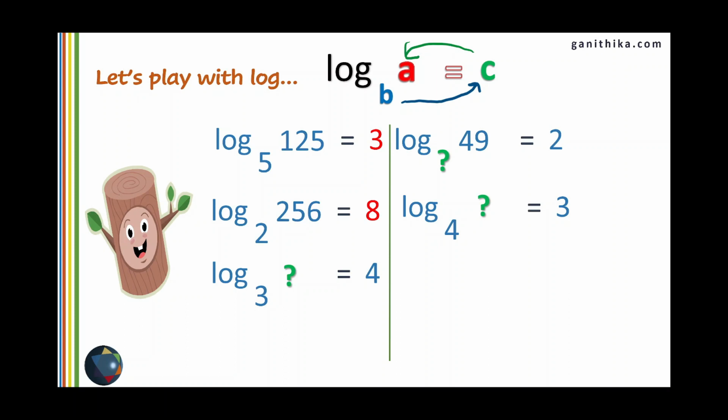For the first question mark, log of question mark to the base 3 equal to 4. We know that the question mark is equal to 3 to the power of 4. Therefore, 3 to the power of 4 is 81. Therefore, log of 81 to the base 3 is equal to 4.